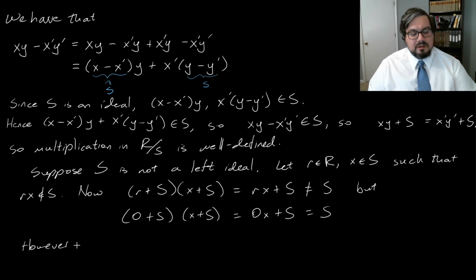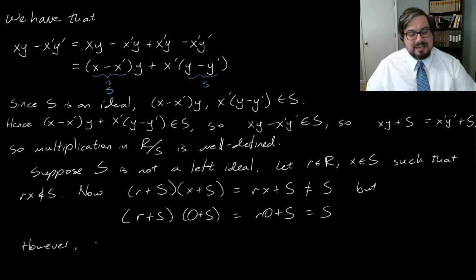However, since, sorry, I got this backwards. We want to leave the r over here, but 0 in the second component. We want r times 0, which is s. What I wrote down before is not incorrect, but it's not useful.